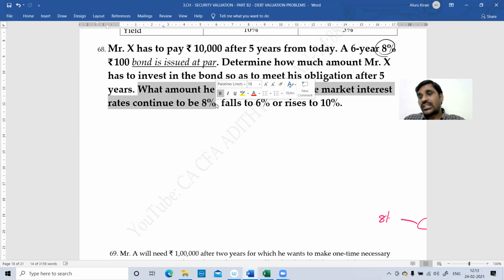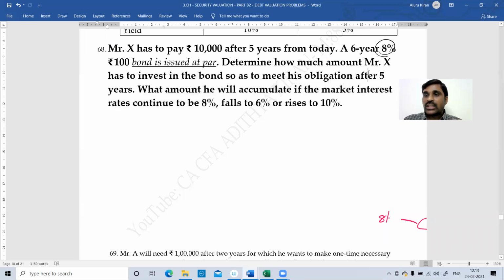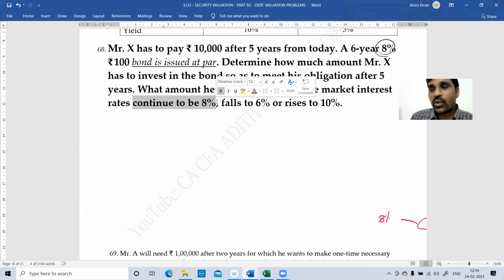At the time of investment, he initially thought that he can reinvest at 8%, and market interest rates are 8%. That means his expected market interest rates continued for 5 years, so he is not worried. Yield means reinvestment income. I invested with the expectation of 8% yield, and market rates are also 8%. Therefore, my expectations are correct, and I don't need to worry.